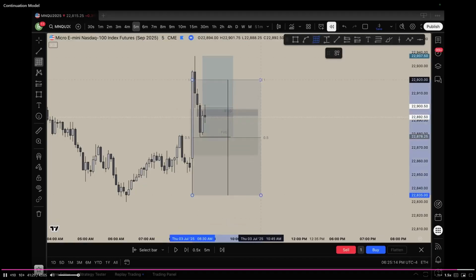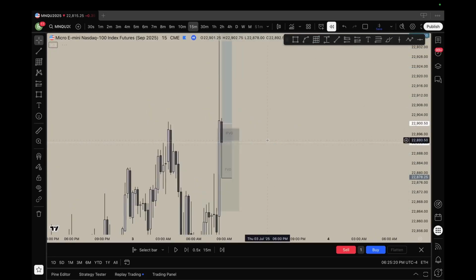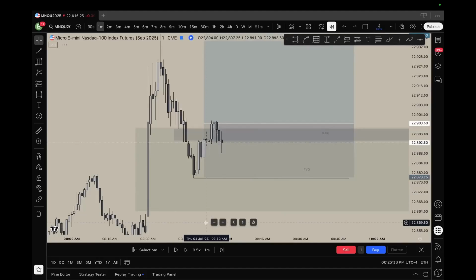If we draw a premium to discount also, this range has already been rebalanced, okay? So there's no reason for price to go back and slap into this unmitigated rally gap. This is going to be a breakaway gap.